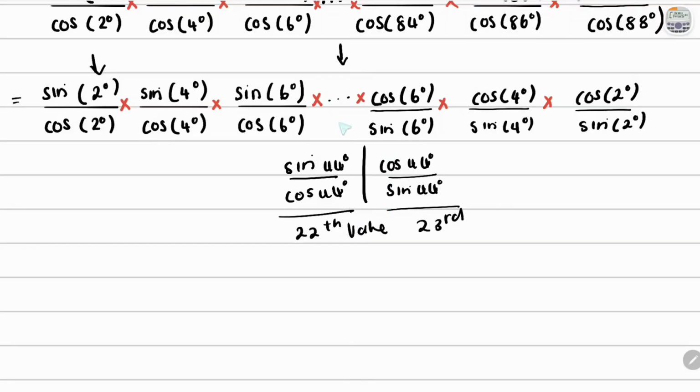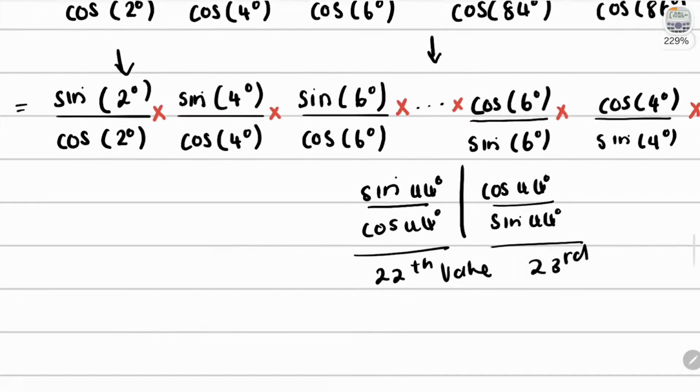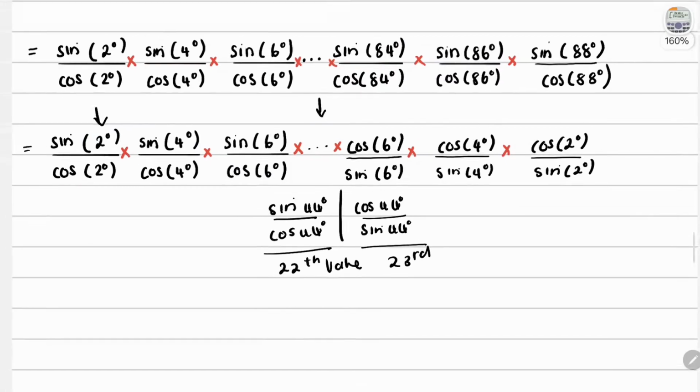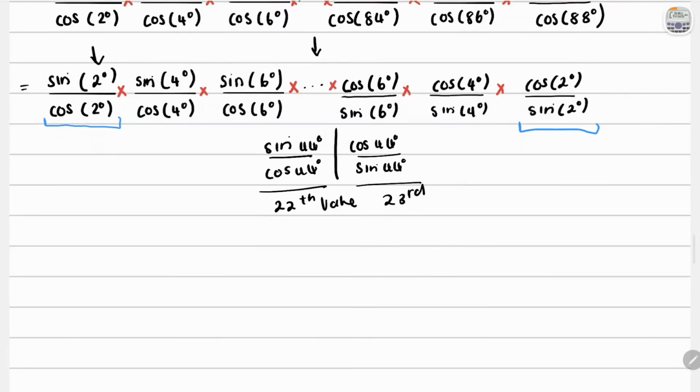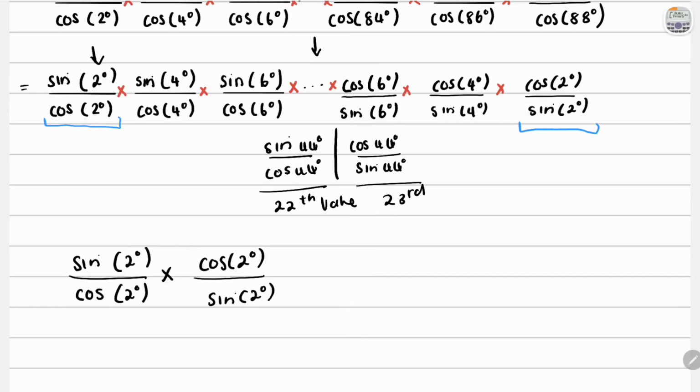The reason I'm putting this here is just so that you can see what happens as they cancel. So here, these ones are going to cancel. Do you see that we have sine 2 degrees over cos 2 degrees? And the last term is cos 2 degrees over sine 2 degrees. When you multiply these two things, because they have the same term on the numerator and denominator across, they're going to just cancel. So this is going to end up canceling like this, 2 degrees, and they cancel across. That cancels with this, and this cancels with that, meaning your answer here is just 1.